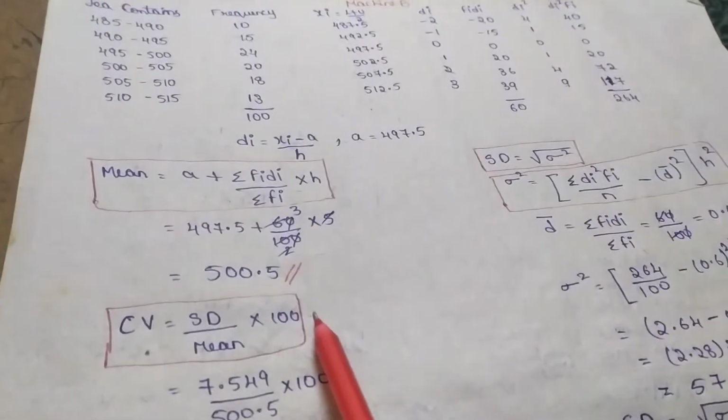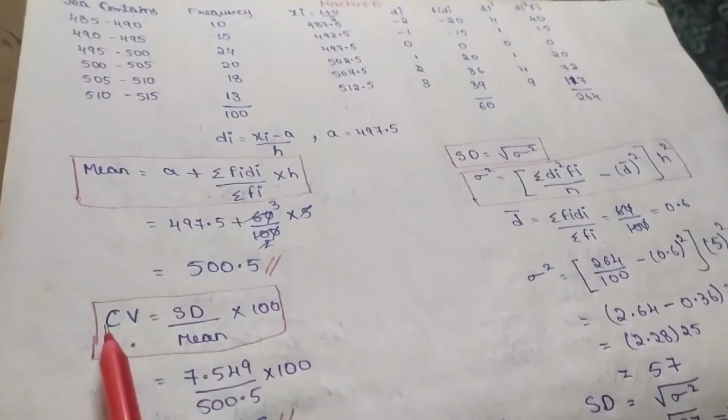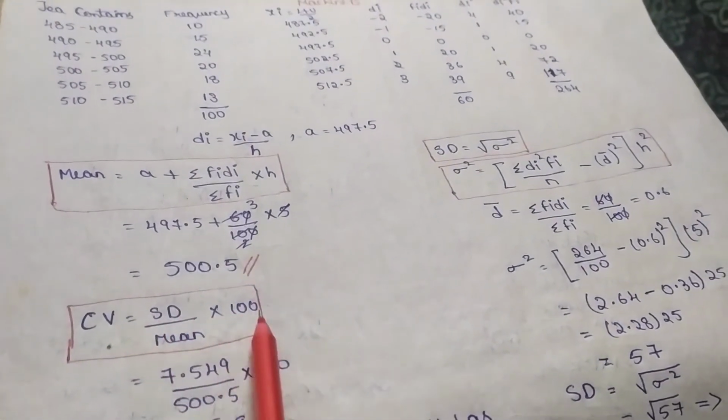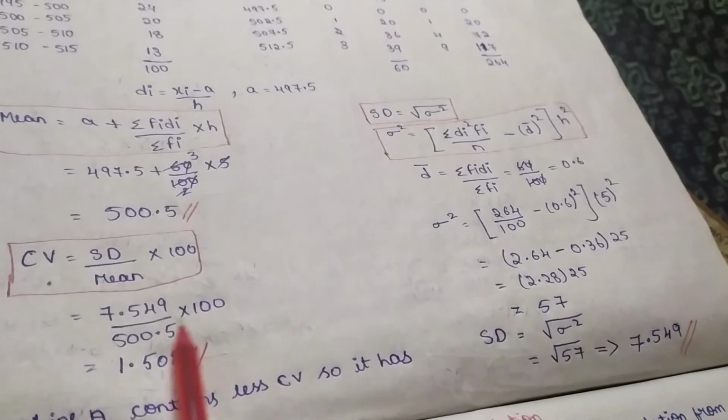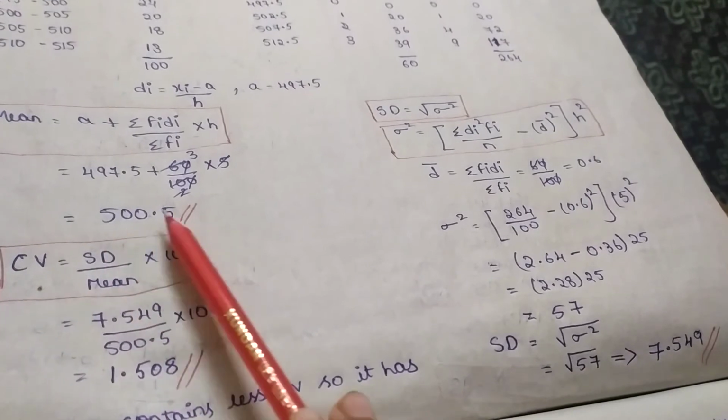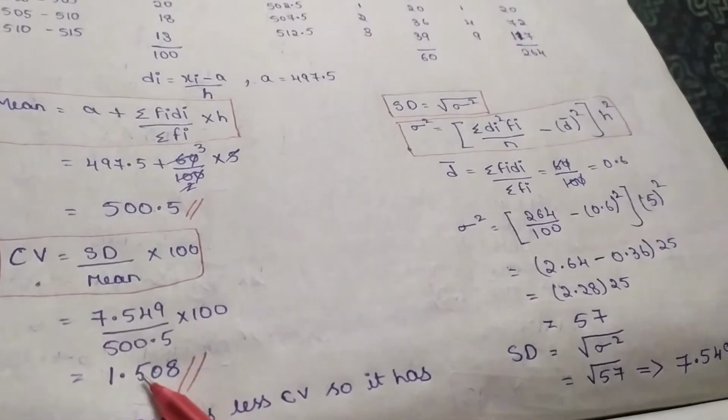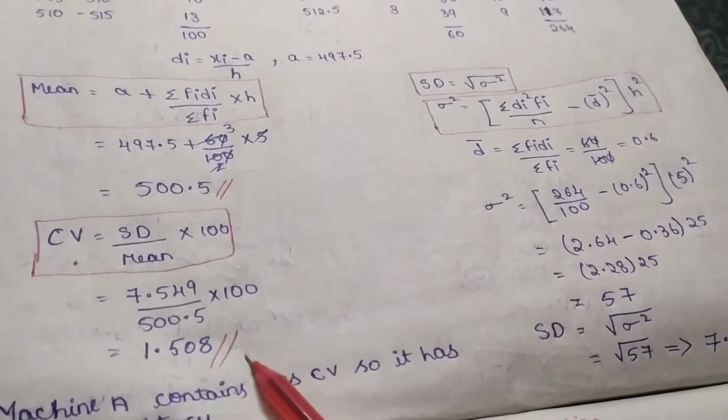Now it's time to calculate the coefficient of variation, that is CV equals SD by mean into 100. Substitute the values. SD is 7.549 by mean is 500.5 into 100, that is 1.508.